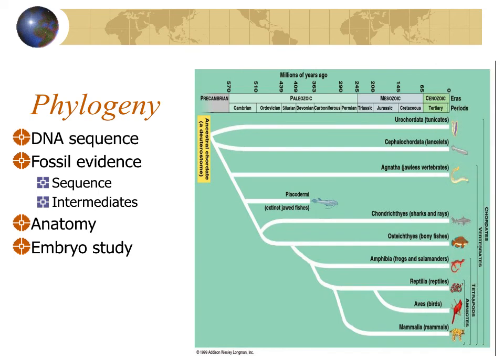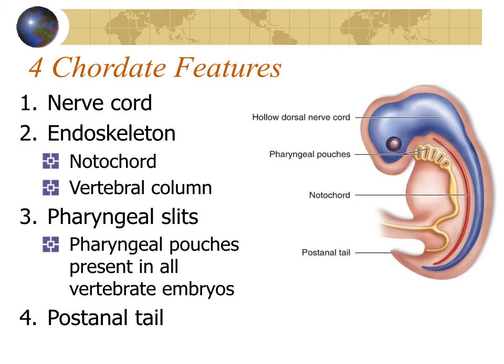Okay, the chordates are closely related to one another and they form their embryos in similar ways. There are also intermediate fossils that link the different chordate groups, the fish to the amphibians, and the amphibians to the reptiles, and the reptiles to the birds. And we can also study their anatomy and their embryos. The features that link all the chordates are a nerve cord, an endoskeleton of notochord or vertebral column, pharyngeal slits that develop into gills in fish or other organs in other vertebrate embryos, and then they have a postanal tail.